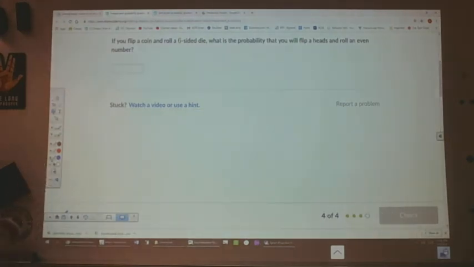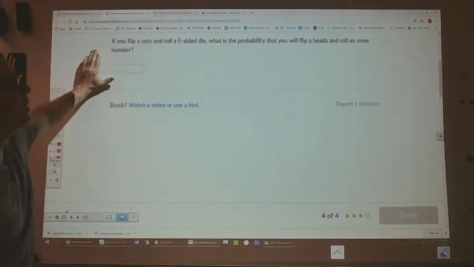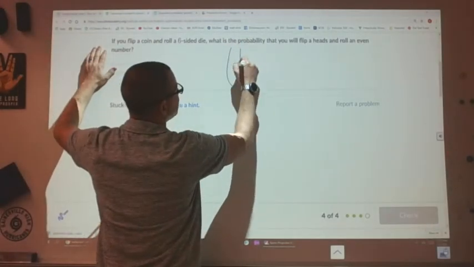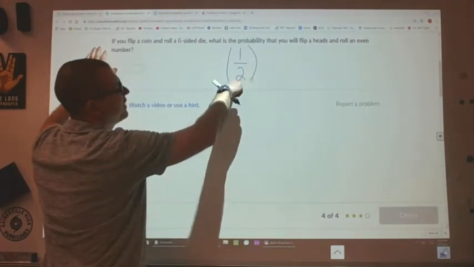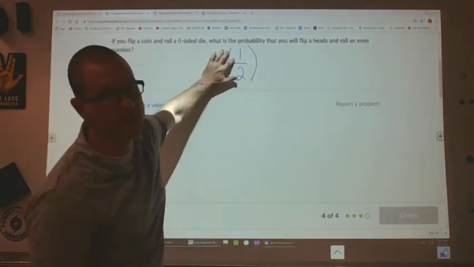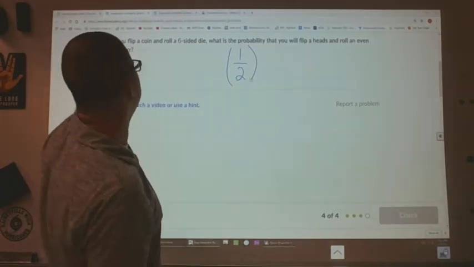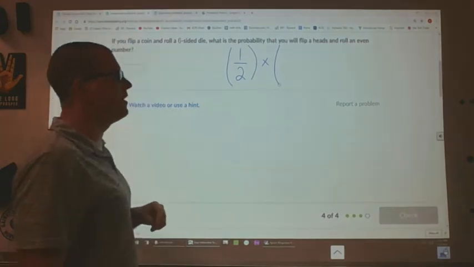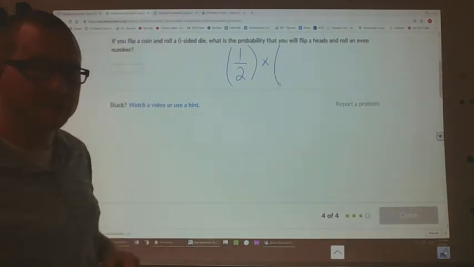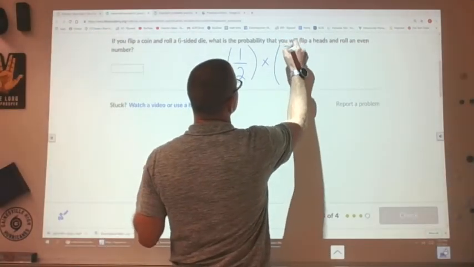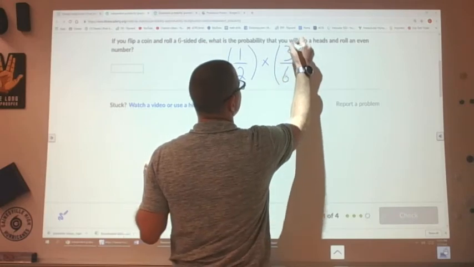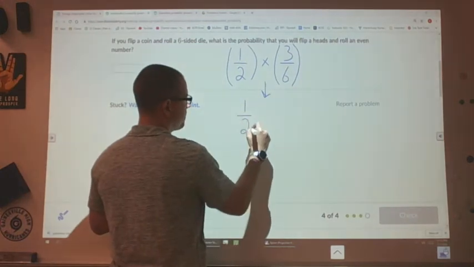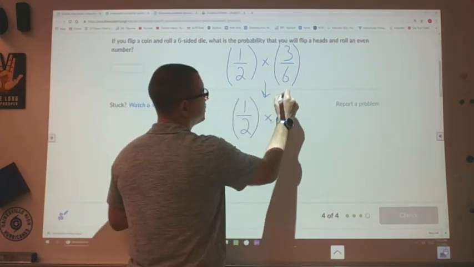And then this last one, if you flip a coin and roll a 6-sided die, what is the probability you will flip a heads? Well, we know that the probability of getting a heads is 1/2. There are 2 sides on a coin, only one of them is heads. And roll an even number. The probability that we roll an even number, that could be 2, 4, or 6, is 3 out of 6. But we can reduce that. 3 out of 6 is just 1/2.